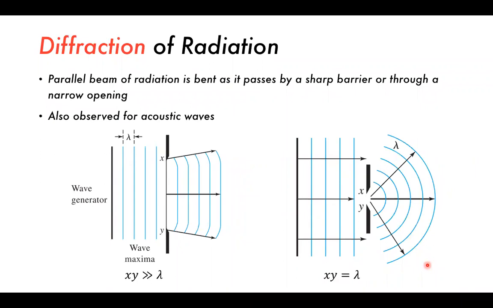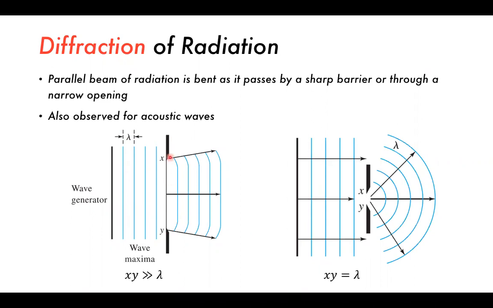Diffraction of radiation then is whenever we have parallel beams of radiation which are bent by a sharp barrier or through a narrow opening. So we can also see this for acoustic waves such as the waves in the sea or musical waves that come from a guitar or something like that. So here we have two different sets of parallel beams of radiation. So this is the wavelength, this is the distance between these blue lines. We have a wave generator here, a wave generator here. We have different apertures or openings.